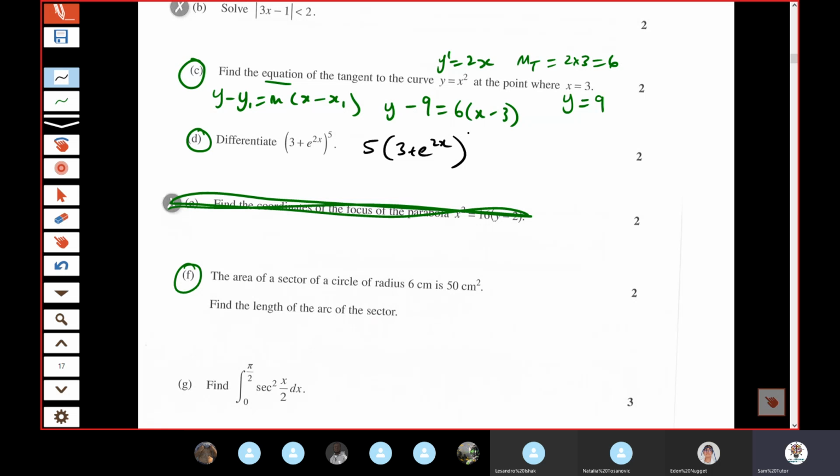Subtract 1 from the power, so that's just normal. Multiply by the derivative of the inside. The derivative of an exponential is always an exponential, and then you have to differentiate the 2x, you put that at the front. And then that's 4 marks, but usually we like to write them together. So 5 times 2 is 10, e 2x bracket 3 plus e2x to the power 4.